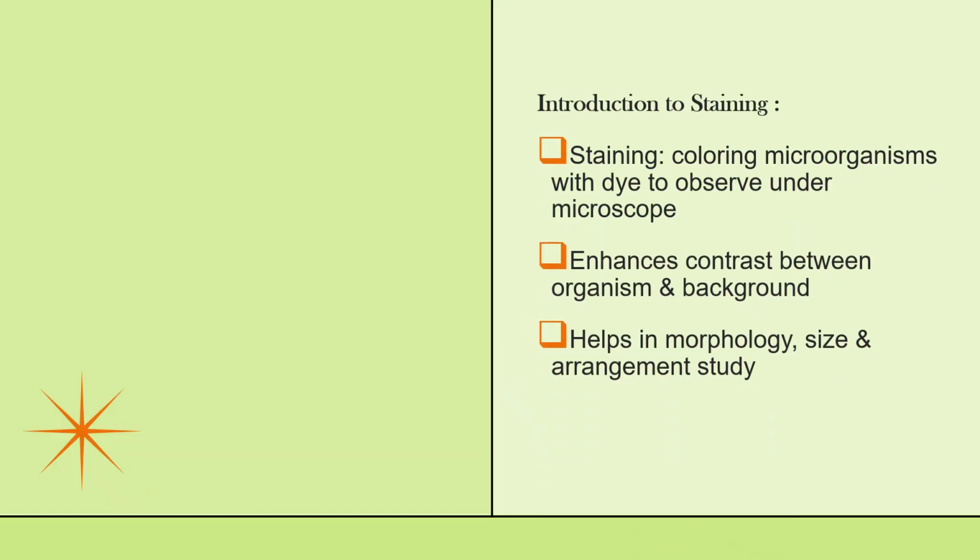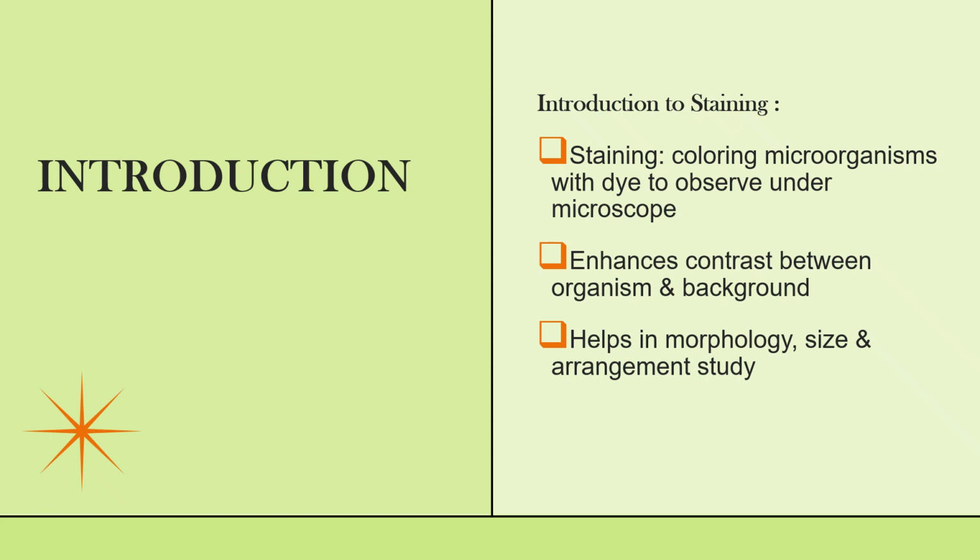We start with an introduction to staining. Staining is basically coloring microbes with dye to observe them under a microscope. It enhances contrast between the organism and the background. It also helps to observe or identify the morphology, size, shape, and arrangement of microbes.